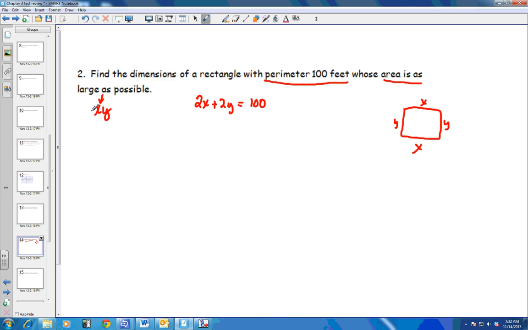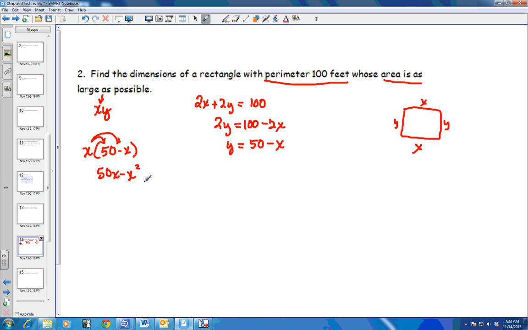I can't take the derivative of something that has 2 variables, so I need to replace one of these. So I'm just going to solve for y on this. I have 2y equals 100 minus 2x. Divide by 2, and I have y equals 50 minus x. So I'm going to go over here, replace that y with 50 minus x. I'm going to simplify by distributing. So 50x minus x squared.